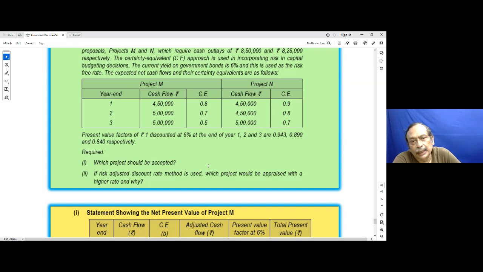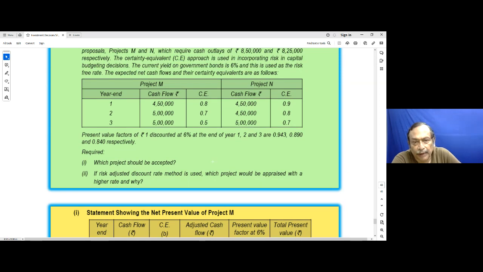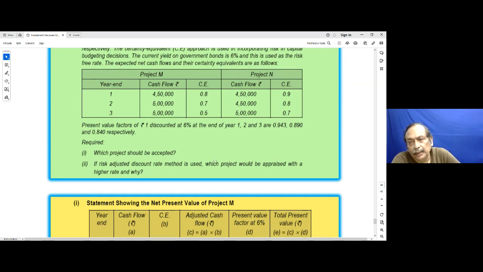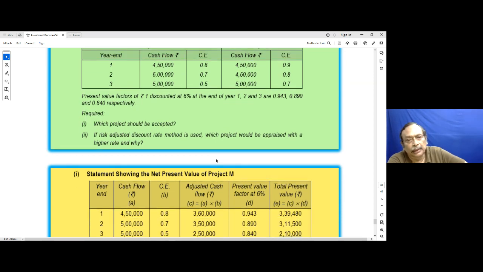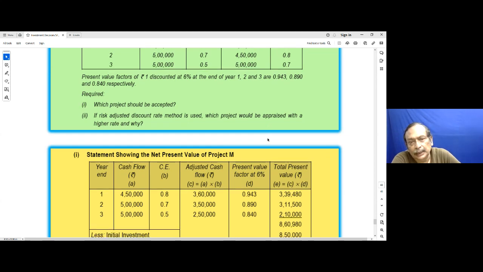Project M, Project N. So year-end cash flows are given, and the CE certainty equivalent factor is given for both the projects. Present value factors of rupee 1 discounted at 6% at the end of year 1 to 3 are 0.943, 0.890 and 0.840 respectively. Now the question is, which project should be accepted? If the risk-adjusted discount rate method is used, which project would be appraised with a higher rate and why?